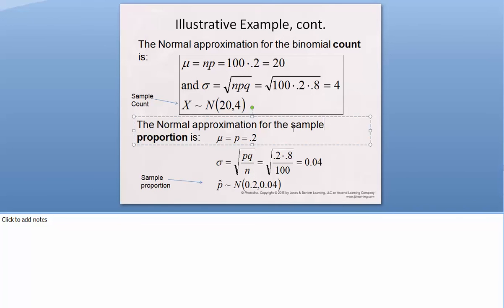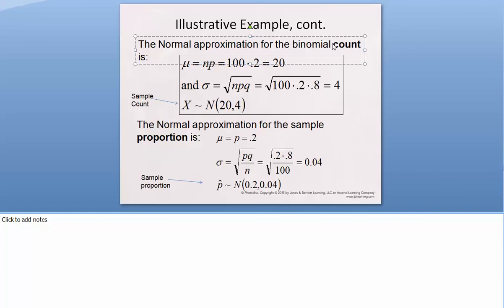So the p hat, the sample proportion, will also be normal with different parameters. Here the mean is 0.2, the standard deviation is 0.04. So both the sample count and the sample proportion have normal distributions. The difference is in the mean and the standard deviation.